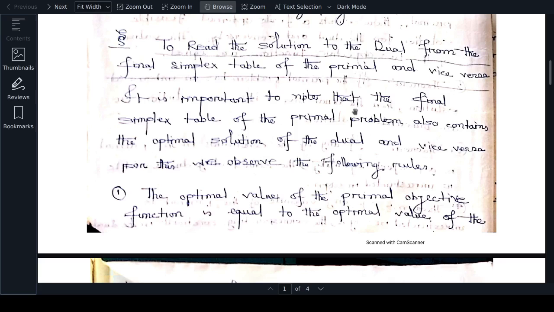So here next one is what? Till now we converted the primal problem to the dual. Next one is what? After converting the primal problem to the dual, then you solve this problem. Okay, so then after the solution, how to read the solution? So this is the procedure.